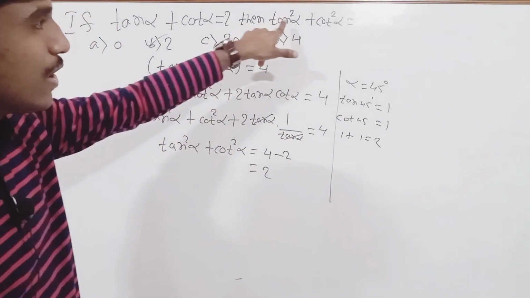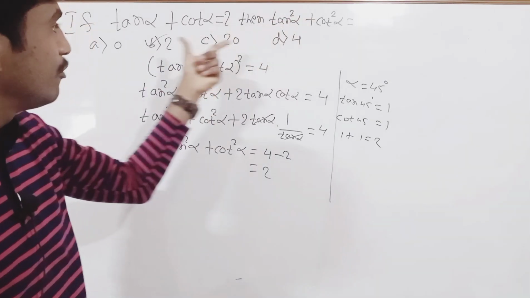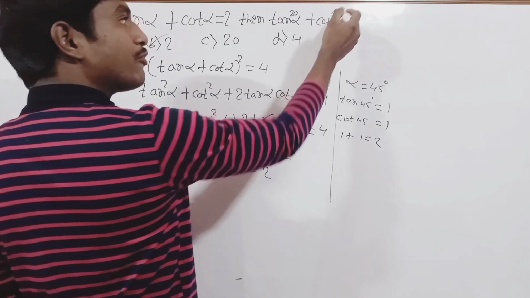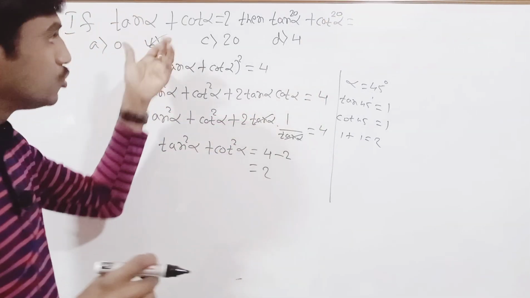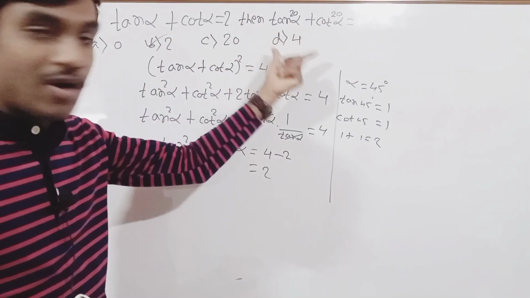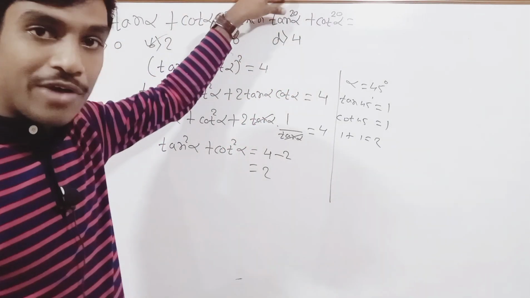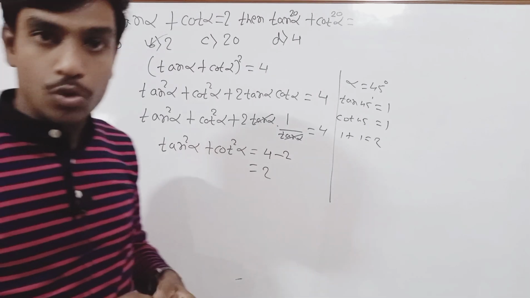And one more thing is, for any value of n, the answer will be 2. If it is tan to the power 20 plus cot to the power 20, the answer is 2 only, because tan 45 is 1, 1 raised to 20 is 1, so 1 plus 1 is 2. So for any value of n, the answer will be 2 only.